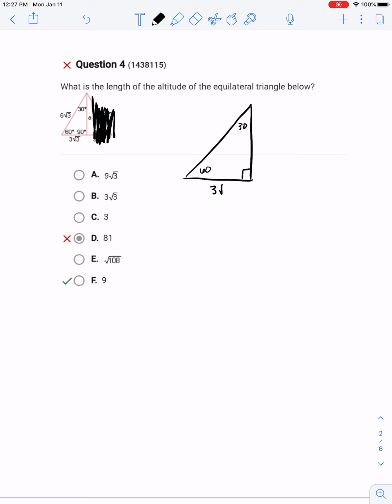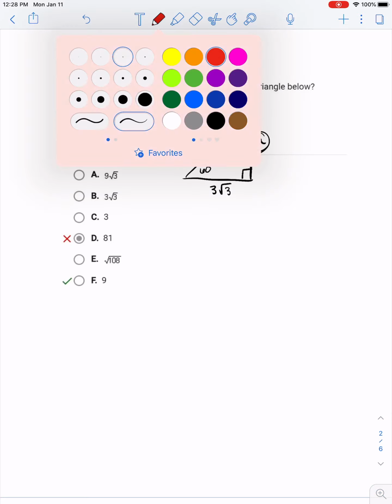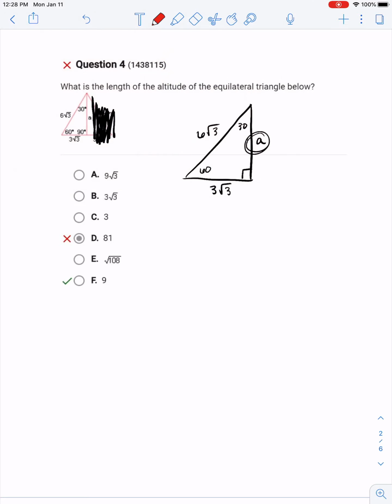We have this is 3 square root of 3. We don't know this leg, that's what we're trying to find, and the hypotenuse is 6 square root of 3, okay? What is the length of the altitude of the equilateral triangle? So we're looking for this right here. Okay, so what I would do is I would say I know that this side beside 60 is x, this side is x radical 3, and this side is 2x.